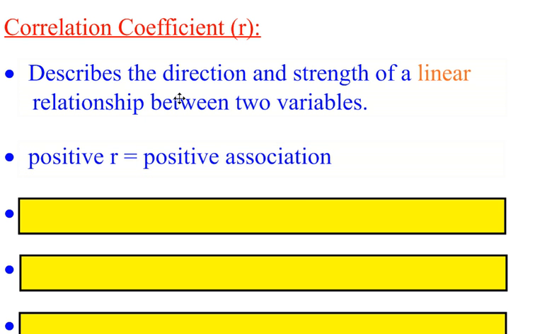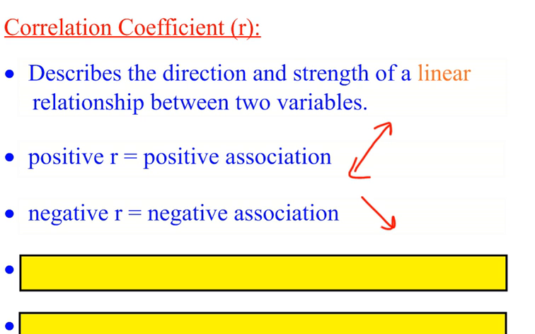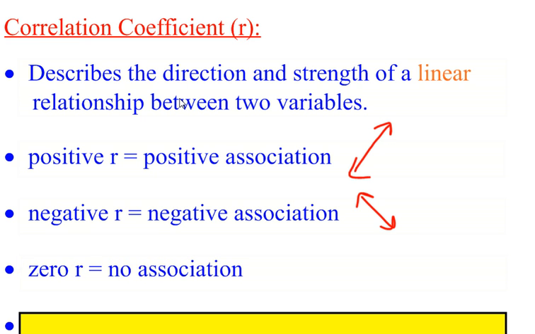A positive r has a positive association. So remember, positive association looks this way. Then a negative r would have a negative association, so that would be a negative slope. An r of 0 means no association. If there's no correlation, meaning the data is all over the place, you can't really say if it's positive or negative. That would be no association if you had an r of 0.